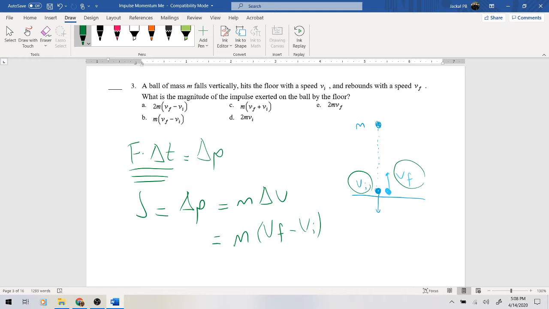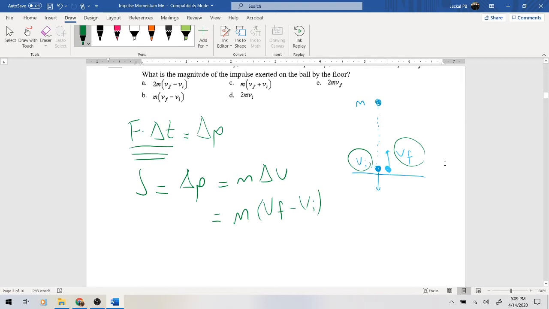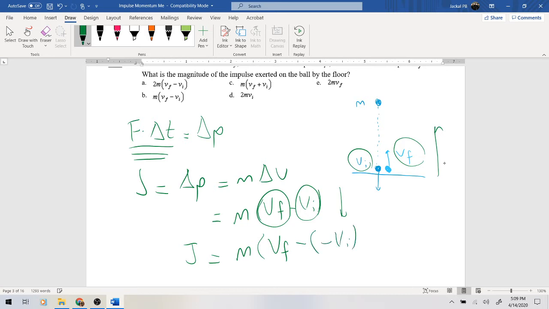But considering the signs, your v final and v initial are opposite in direction anyway. So v final is already a positive number because it's going up, but v initial is actually going downwards. So your change in momentum in that case is going to be v final minus v initial, because v initial is just a vector. We don't really know what the number is, but this negative sign is due to the direction of it, and this negative sign is because of the function delta.